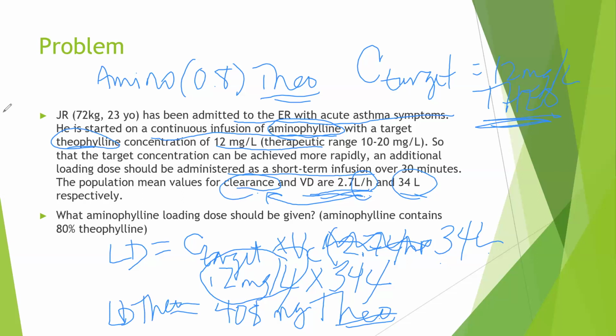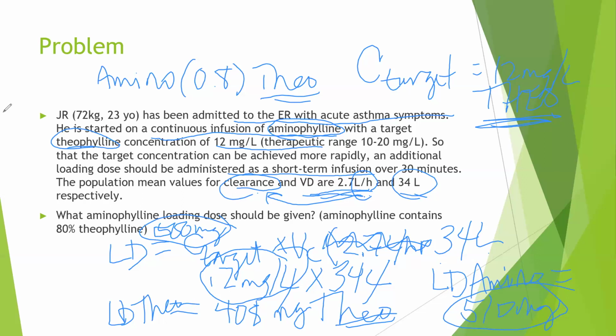If we're going to give aminophylline, which is 80% theophylline, we need to divide 408 by 0.8. The number is going to be bigger, right? So we're going to divide. So the loading dose of aminophylline is 510 milligrams. I'm going to say 500, since you're not going to get 510. 500 milligrams of aminophylline if we're giving it as an IV bolus.